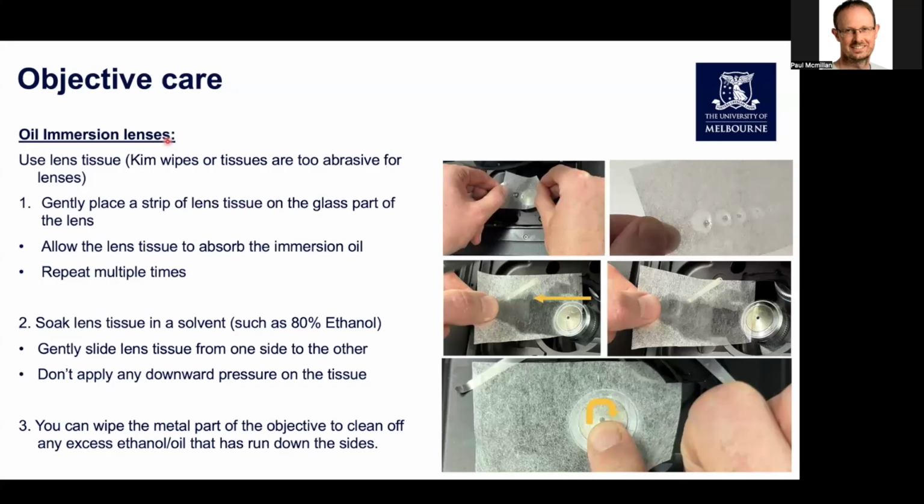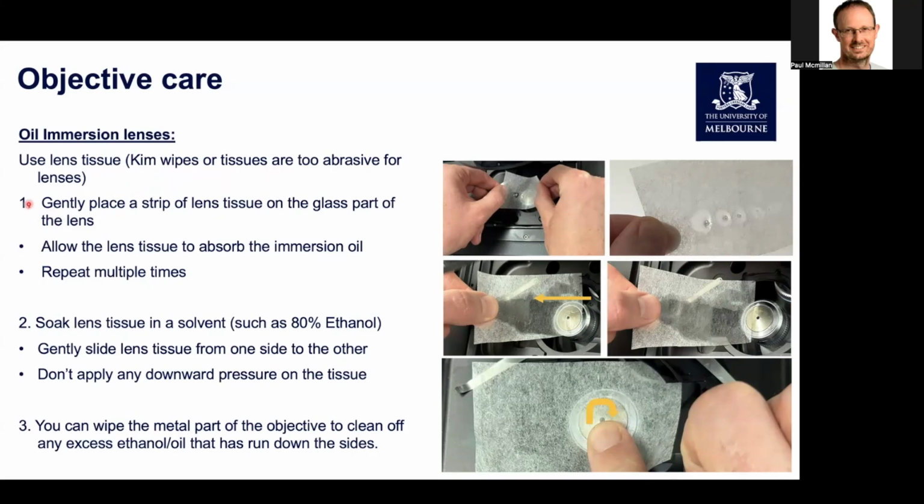When it comes to the immersion lenses, then we need your help, and we ask you to clean those at the end of every session. So in the bond systems, what we ask you to do is a 3-step process. We provide lens tissue for the researchers. Please don't use Kim wipes or standard tissues. They're far too abrasive for the objectives.